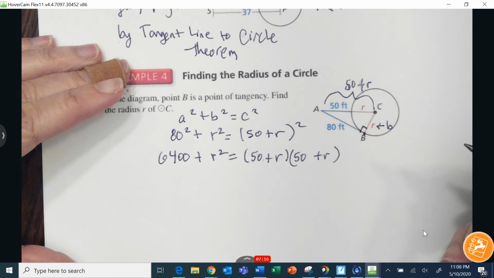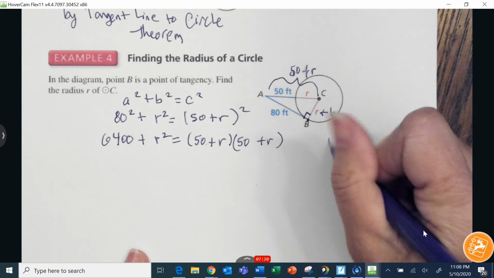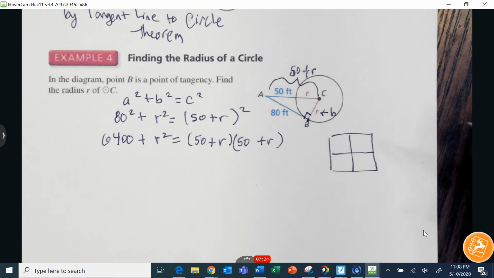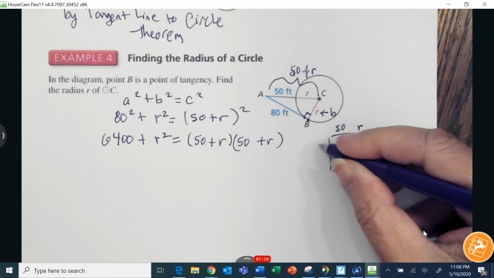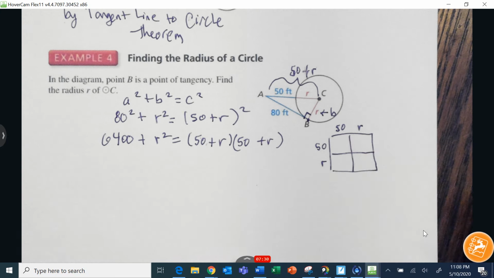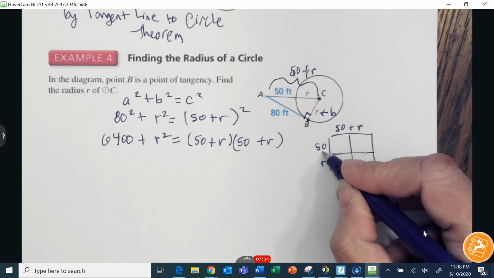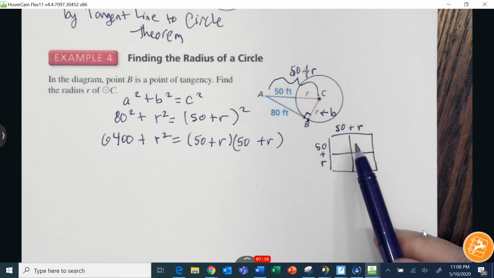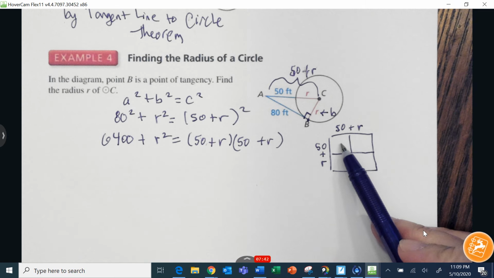And then we need to multiply these together, and you could do that using the rectangular method, or we could do it using the FOIL method. This seems to be the method that a lot of my Algebra 2 students like the most. You do 50 plus R here and 50 plus R on the side, and to find the area, you just multiply the side times the side, but we can multiply them by individual terms.